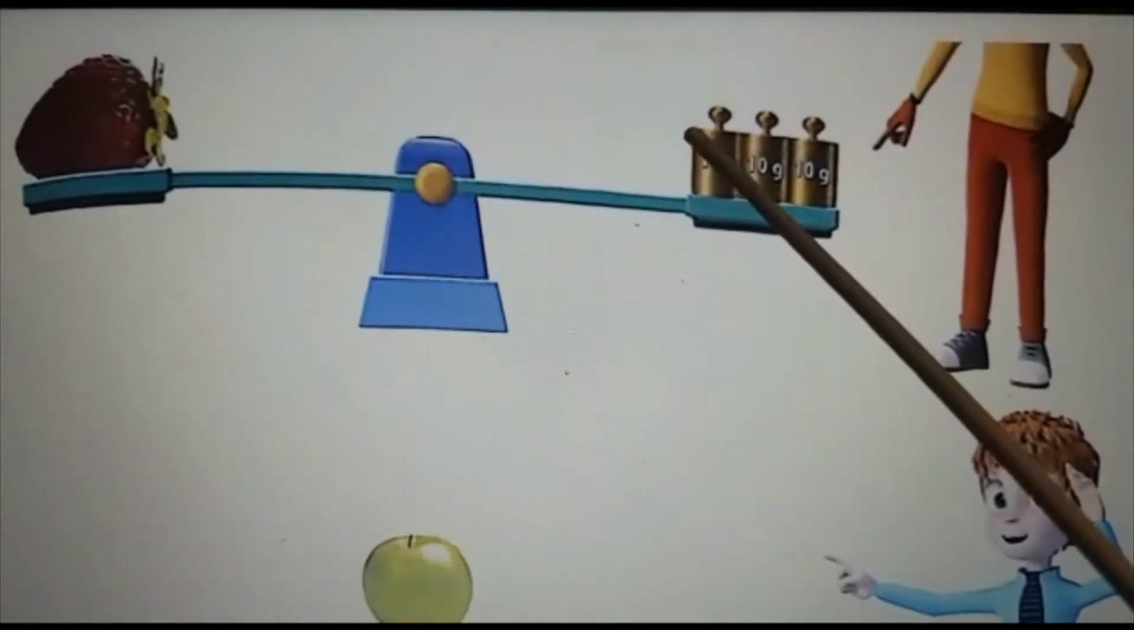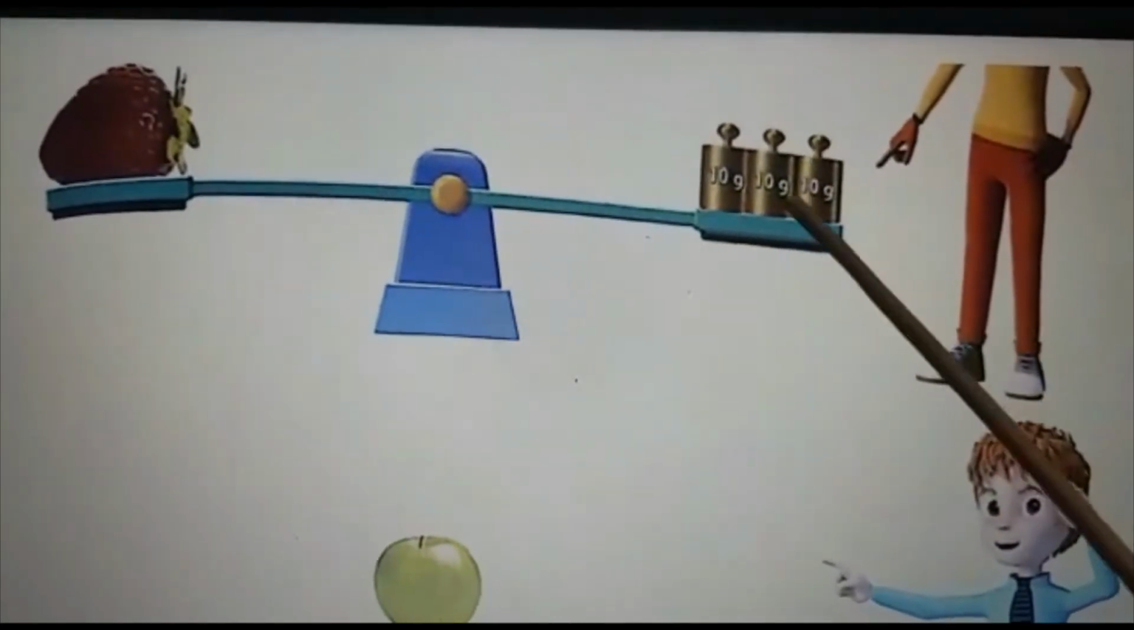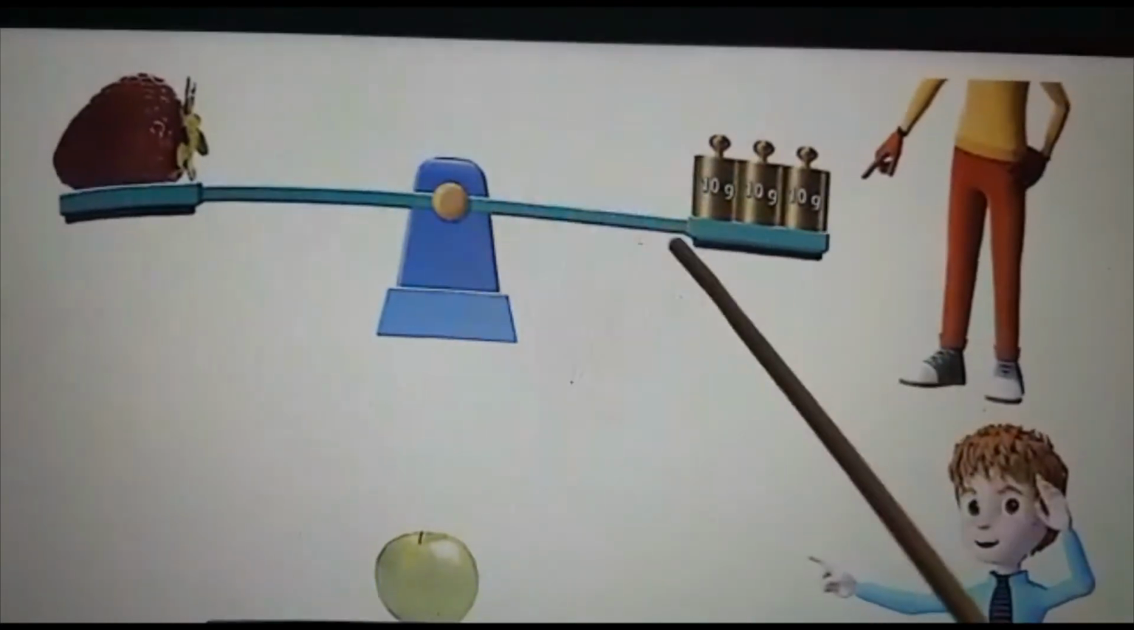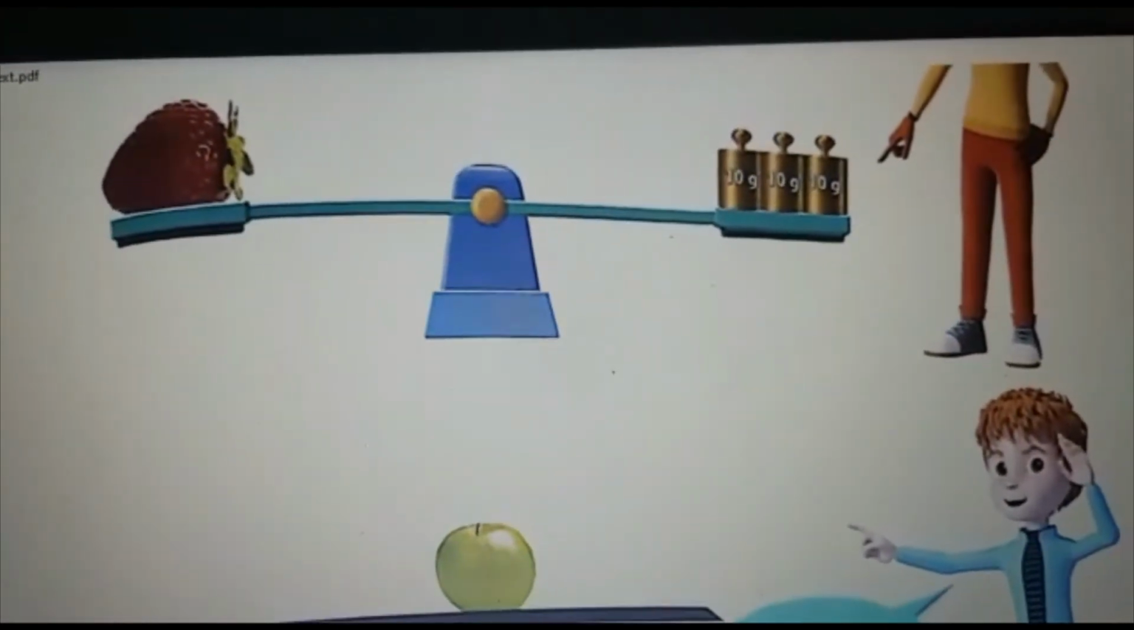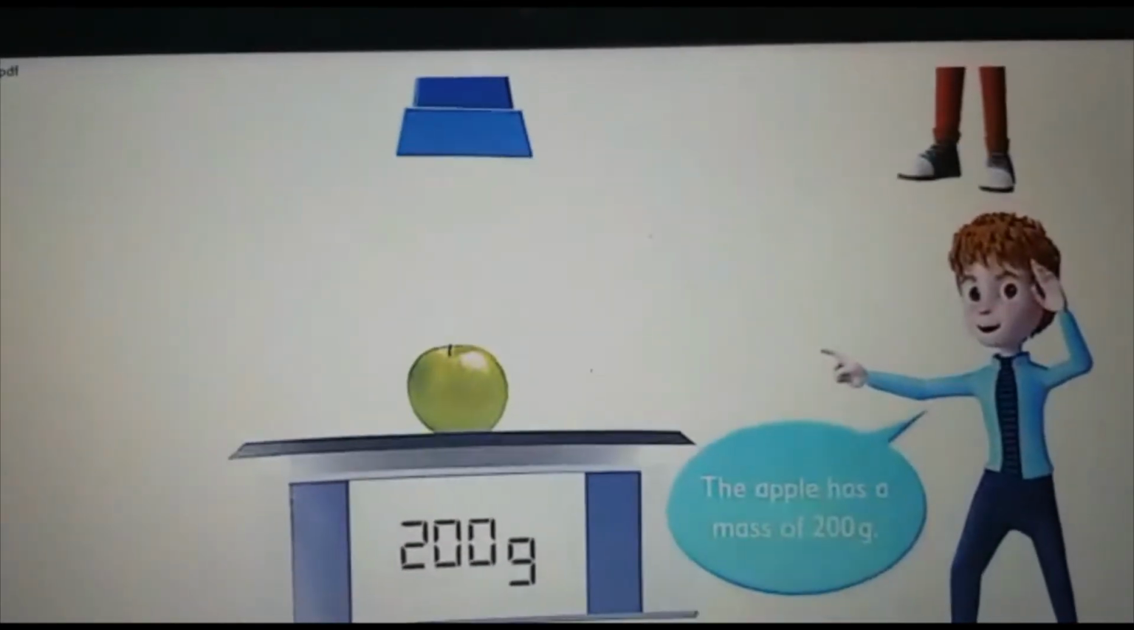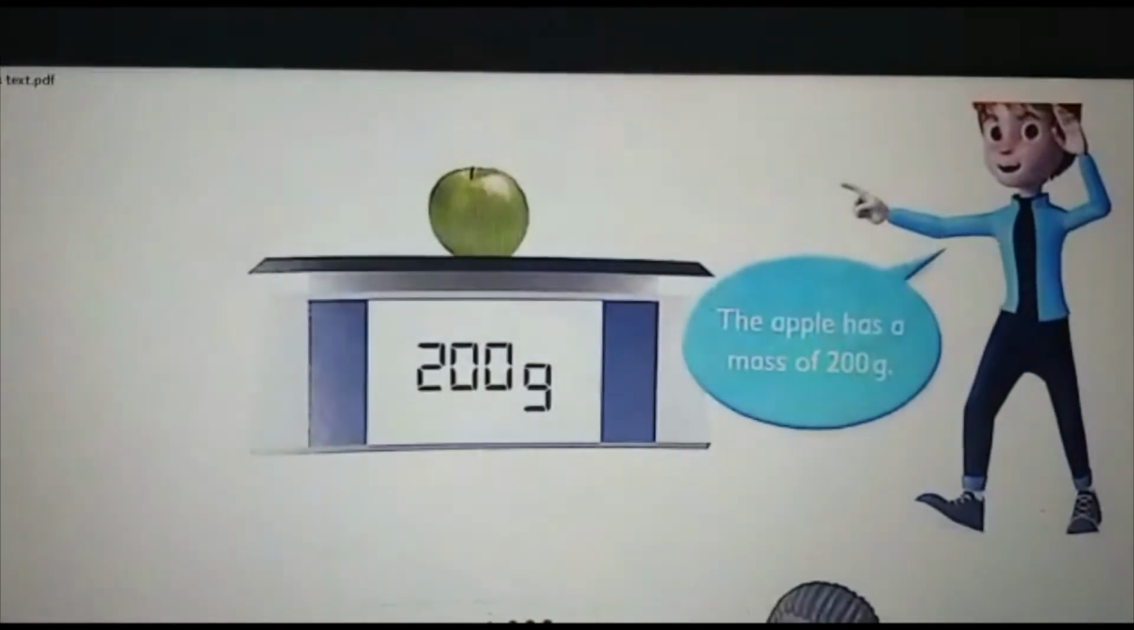It is 10, 20, 30. Is it? When we kept 30 grams here, it is balanced. So the weight of this strawberry is 30 grams. Like this we need to say. So different types of balance are shown here.